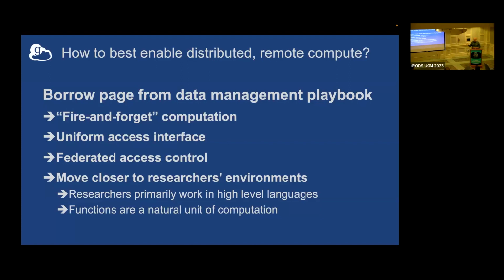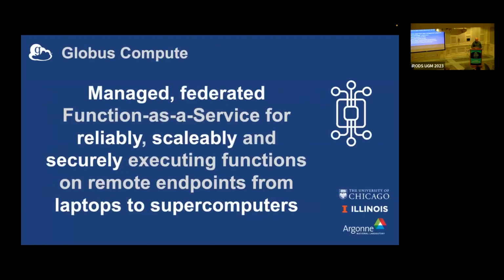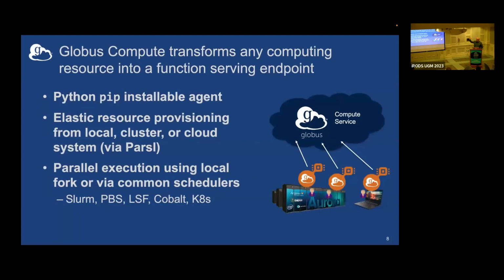Because they typically think in terms of high-level languages where the unit of work is the function. So we've taken the function-as-a-service model, AWS Lambda, Google, whatever your example is. We've made functions as a service that you can use to run compute on any type of resource, from my laptop to a supercomputer. We have had this running over the last couple of years now, and we most recently made it available to everybody in April. It's all Python, pip installable. The backend can be any scheduler, Kubernetes. It can be a local fork execution.